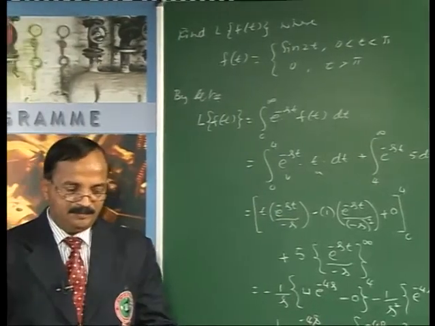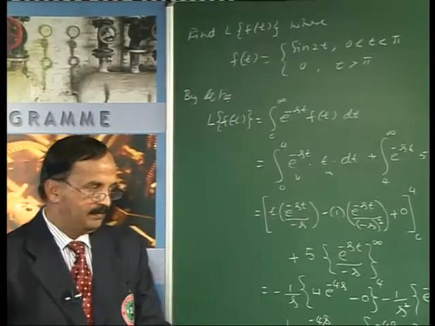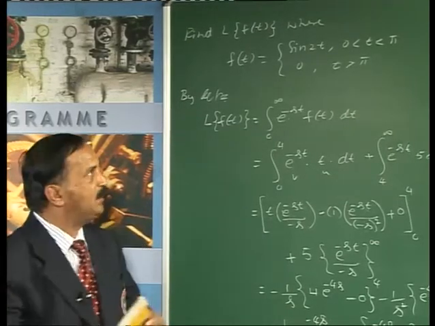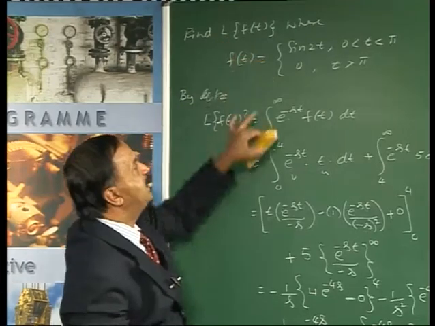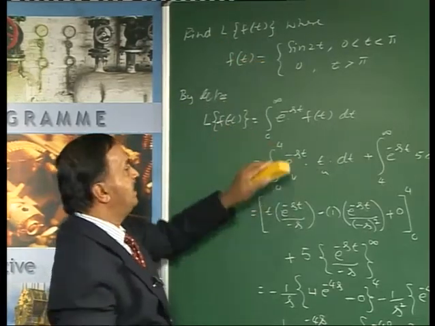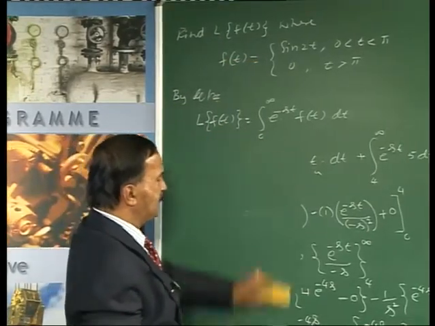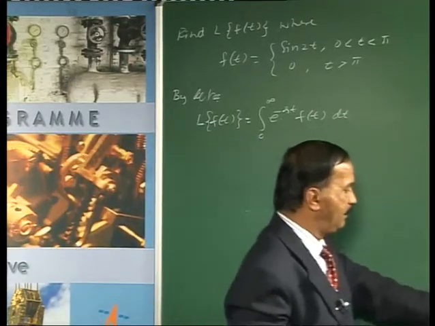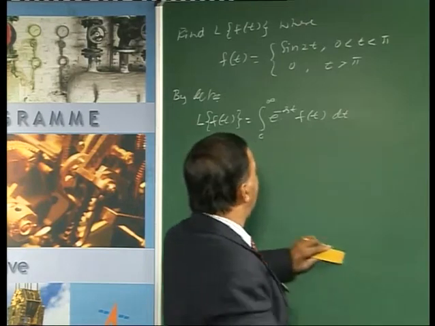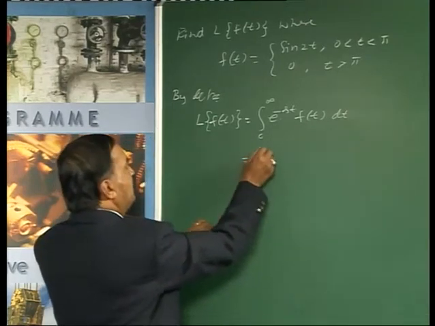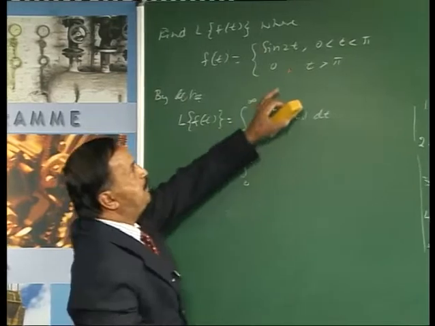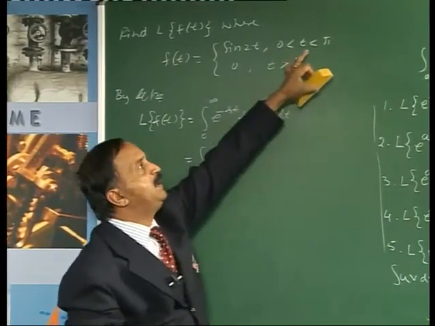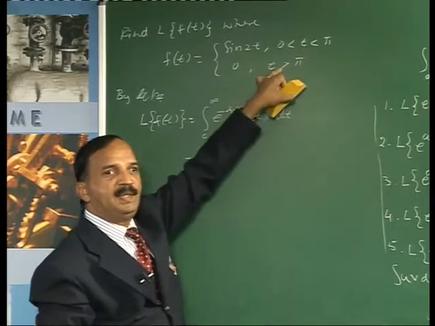Same procedure. First you write the definition. L of f of t means, first you write the definition. So after this definition, we can write this is equal to integral from 0 to pi. Here we can split this integral from 0 to infinity as 0 to pi plus pi to infinity.